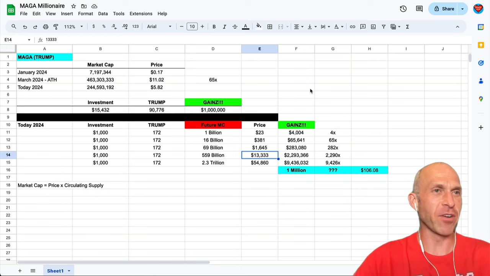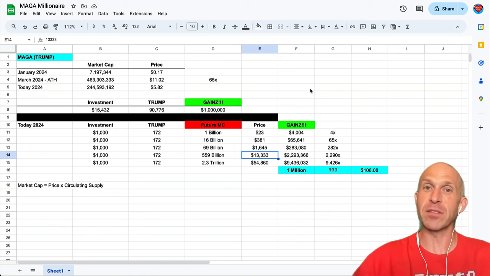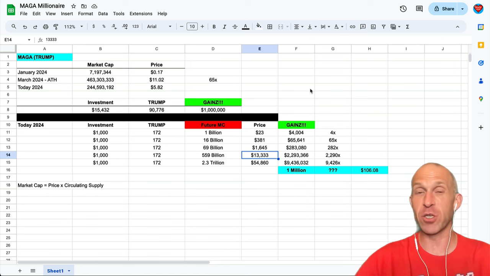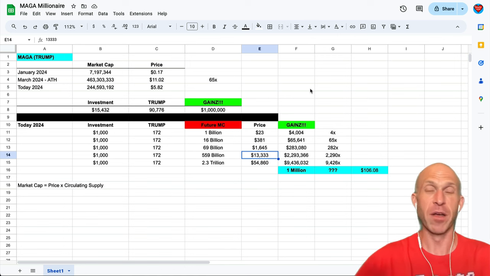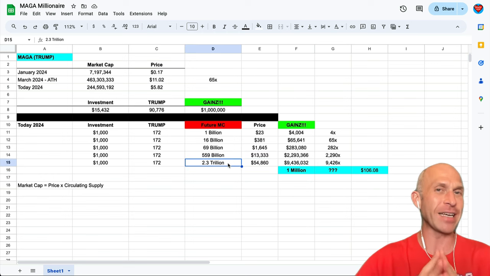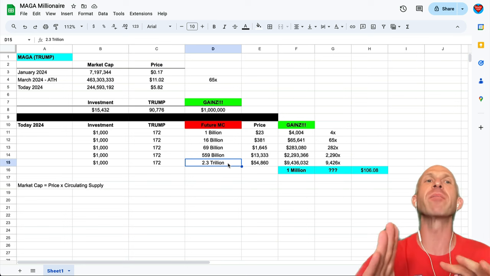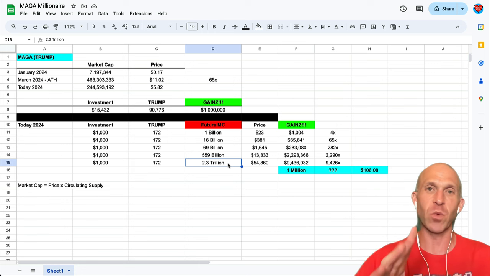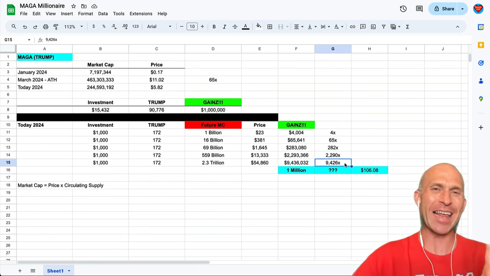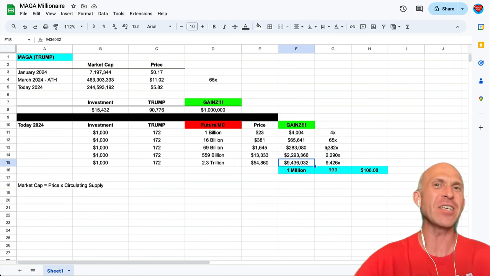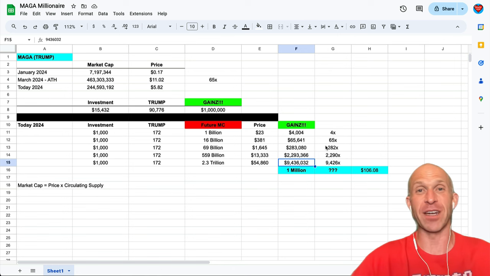And last scenario, okay? So I know there's a lot of people who really want Trump to win. Let's say he wins. Not only that, but let's say he really likes this MAGA meme coin. As a matter of fact, he likes it so much that he wants to replace the US currency with MAGA Trump meme coin. Now, in that scenario, right now, there is roughly $2.3 trillion of U.S. currency in circulation. And let's say he just burns all that and says, from now on, everybody has to use MAGA meme coins. Well, in that scenario, you would 9,426x your investment, making you almost $10 million off of a $1,000 investment.